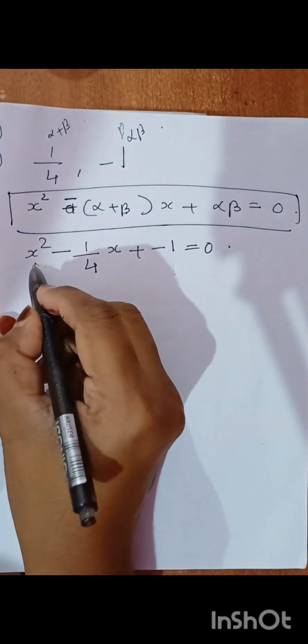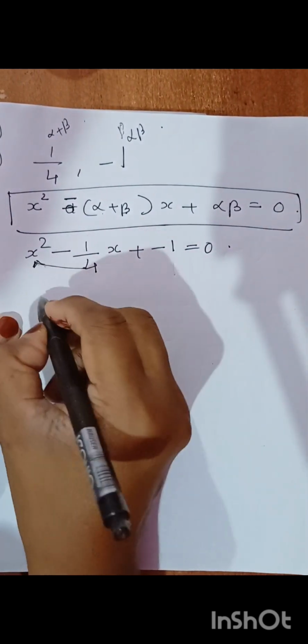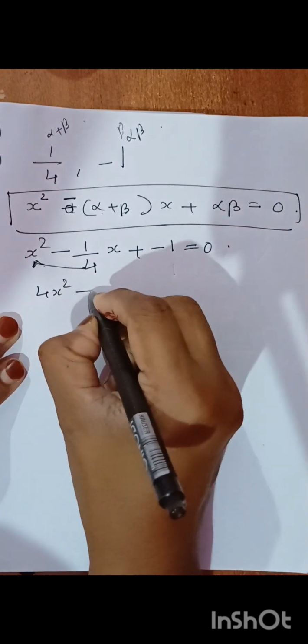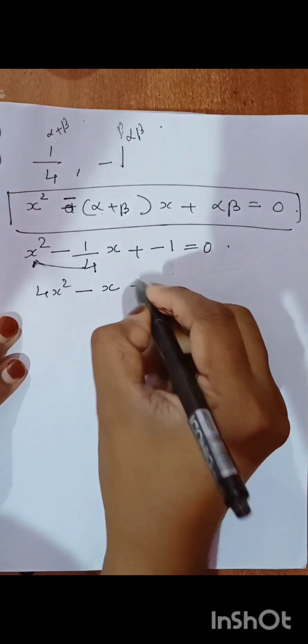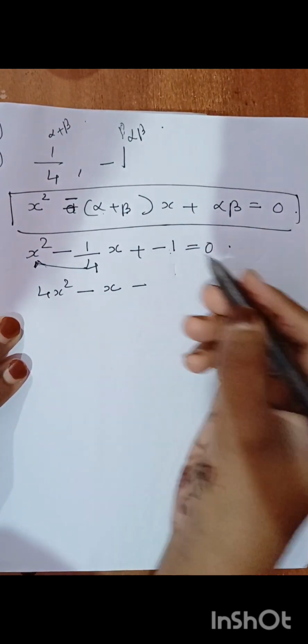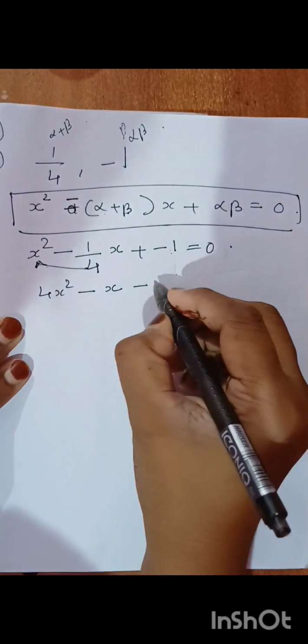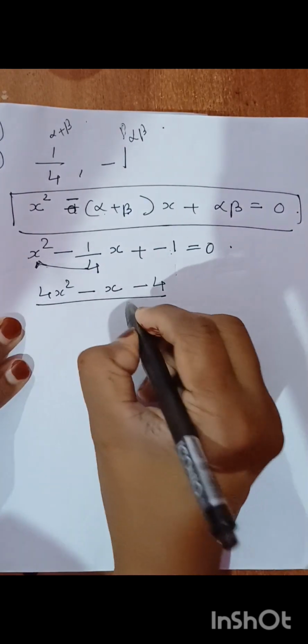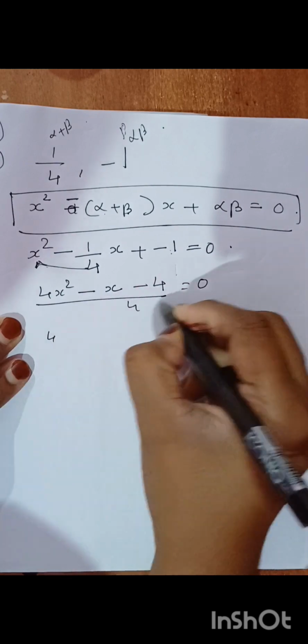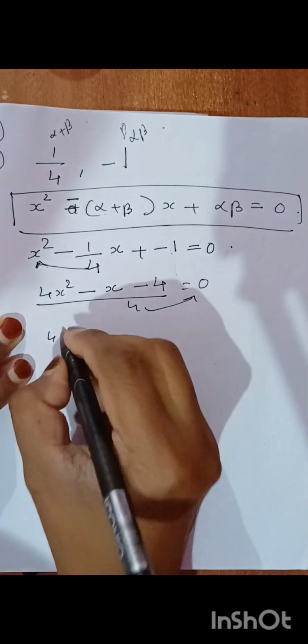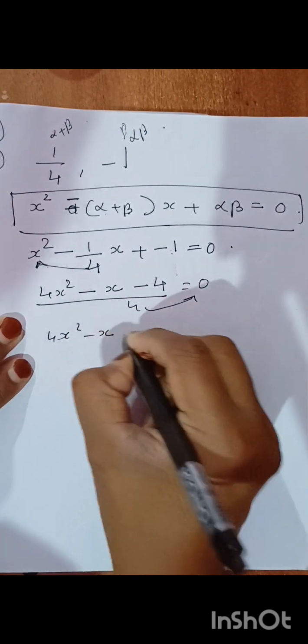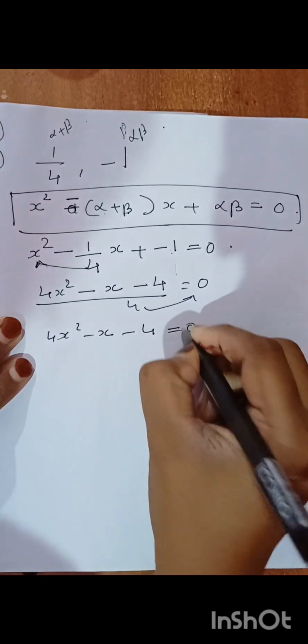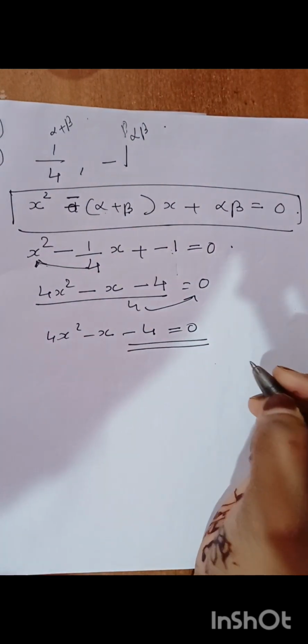Take this 4 here. Then it will become 4x square minus x minus 1 into 4. You have to multiply this here also now. So 4 into minus 1 is minus 4, whole by 4 equal to 0. Then take this 4 to the other side, it will become 4 into 0. 4x square minus x minus 4 is equal to 0 is the final answer. That is, this one is a quadratic polynomial with a sum 1 by 4 and product minus 1.